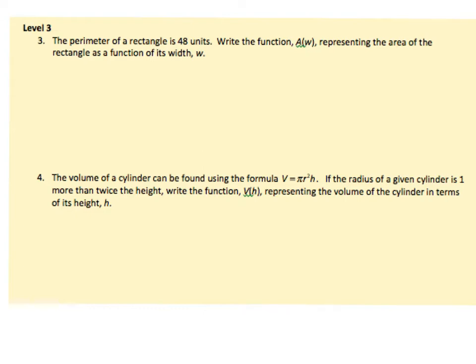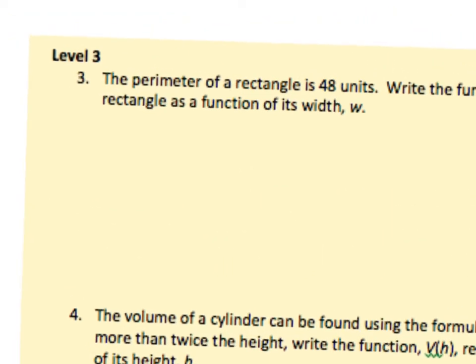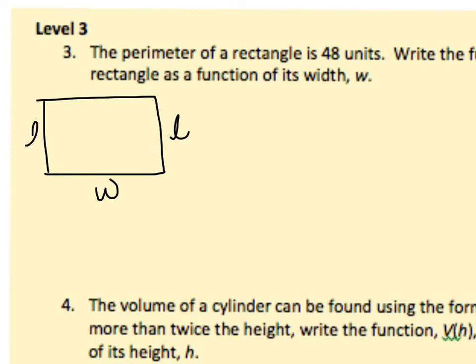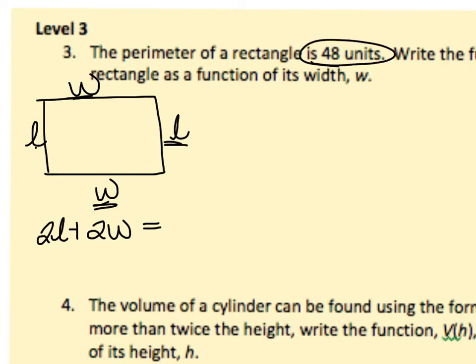This is what we're going to do. We're going to break it down a little bit. So if I have a rectangle, and I'm going to label the length and the width, and I know opposite sides are equal. So to find the perimeter of this rectangle, I'm going to take L plus W plus L plus W. So I'll say 2L plus 2W. And now this perimeter of the rectangle, our problem tells us that it's 48.